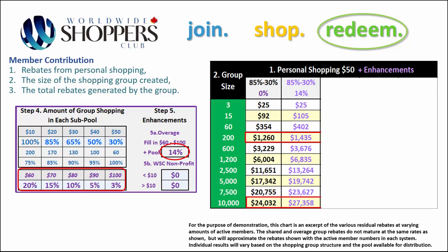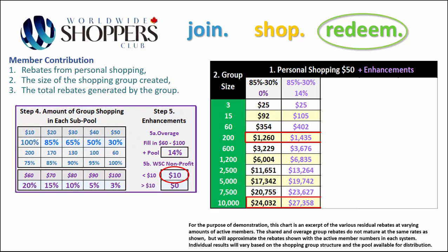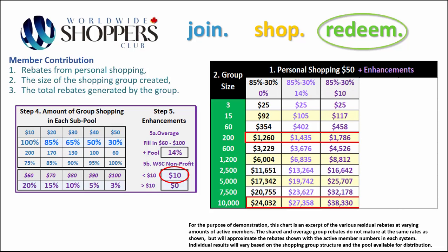Now what we're going to do is leave that there, and we're going to have some opportunities come our way that could generate up to $10 per member in extra enhancements. If we run this through the calculator, this is the difference. Now at the 200 level, we've gone up to 1786. And at the 10,000 level, it's 38,330. Remember, we've done no more rebate generation. These are just from enhancements.